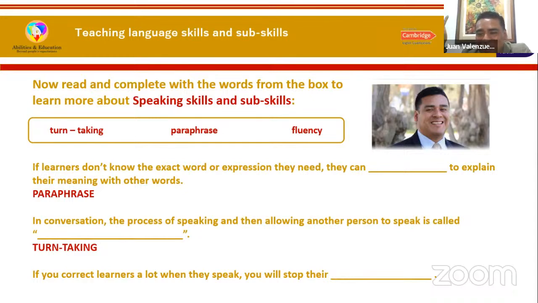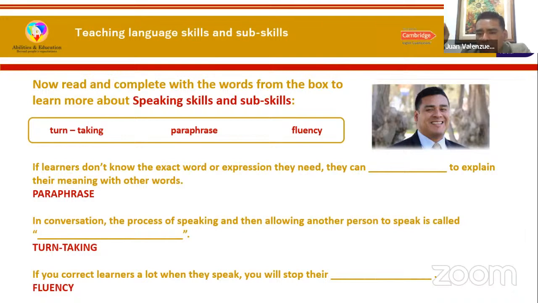And finally, this is obvious. It's the only option. If you correct learners a lot when they speak, you will stop their fluency, right? So it is good to correct learners or to make learners aware of their errors, their mistakes, but we shouldn't be correcting so frequently, because when you correct speaking frequently, you are going to stop fluency and you are going to kill motivation.